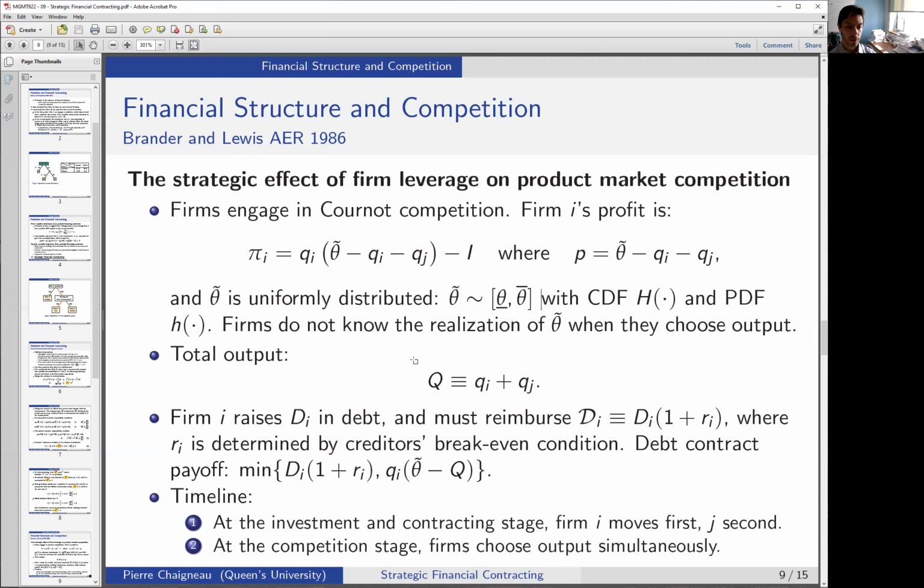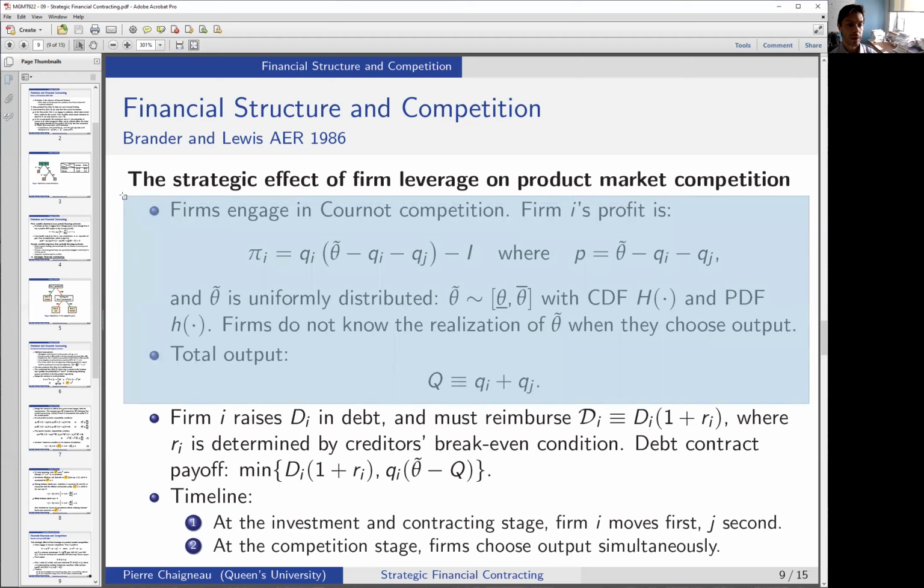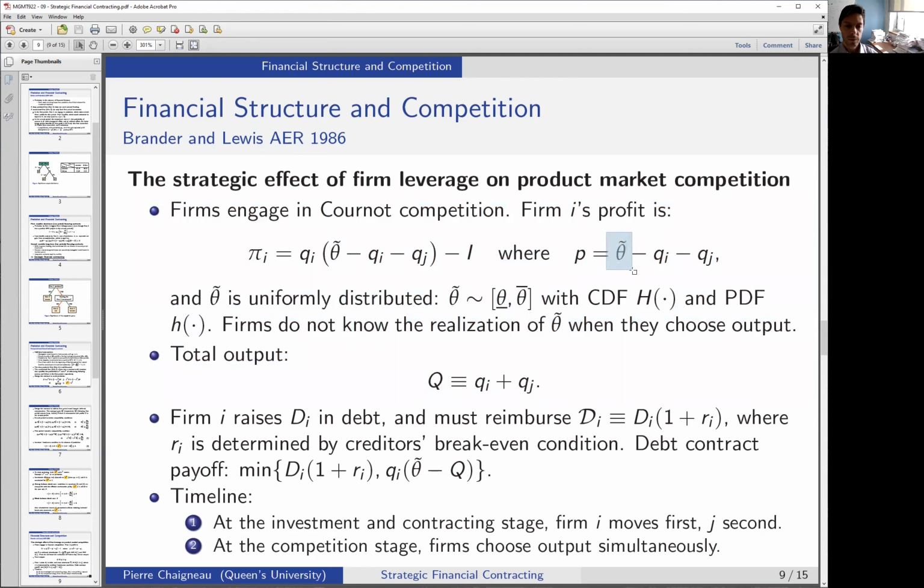Some notation: total output, capital Q, is equal to the sum of firms' outputs. And here there are only going to be two firms. So all this is very standard. It's a model of Cournot competition with some uncertainty about the price due to this random variable, this demand shock theta.